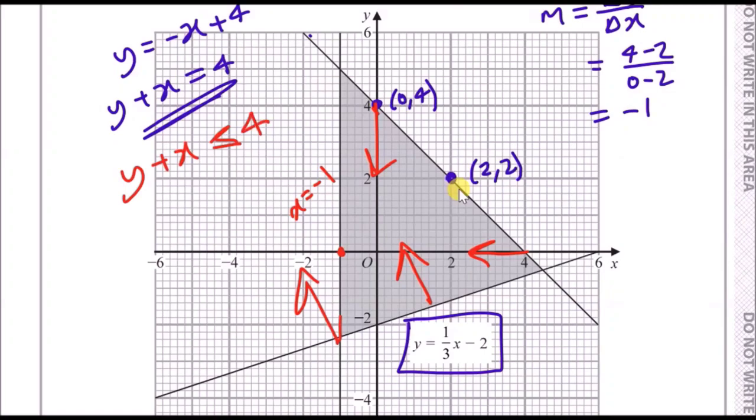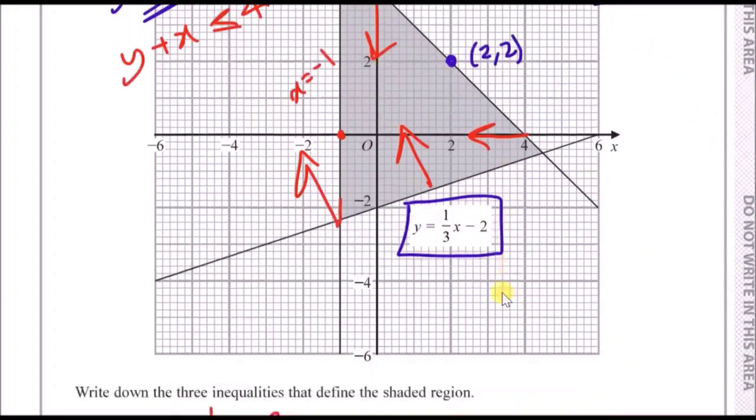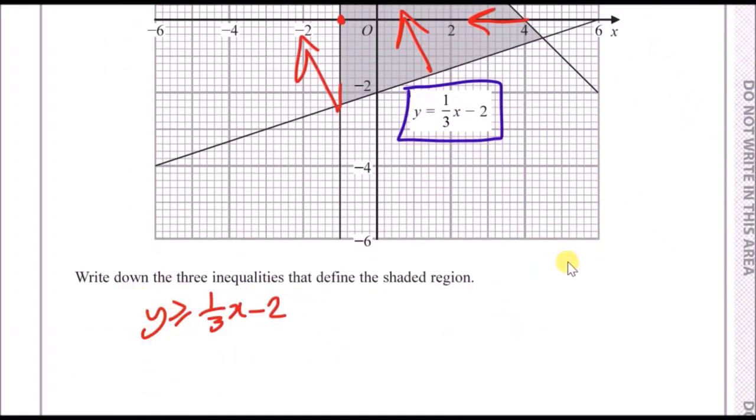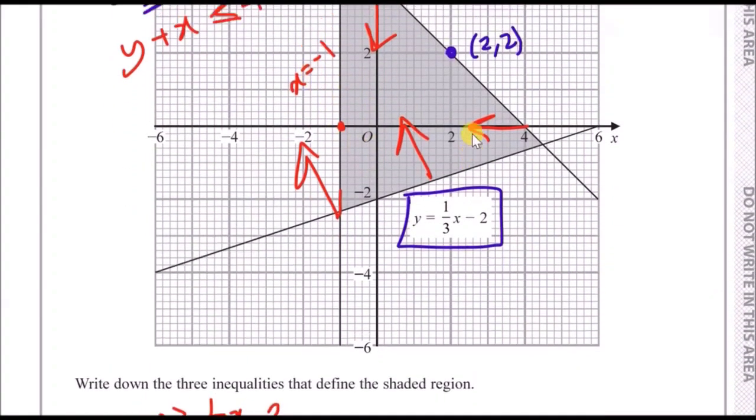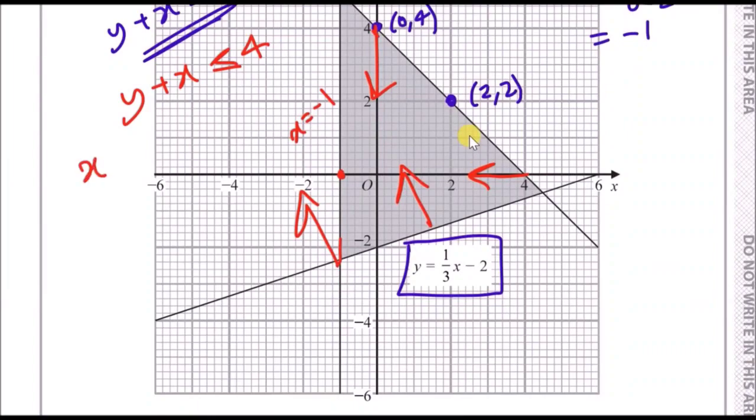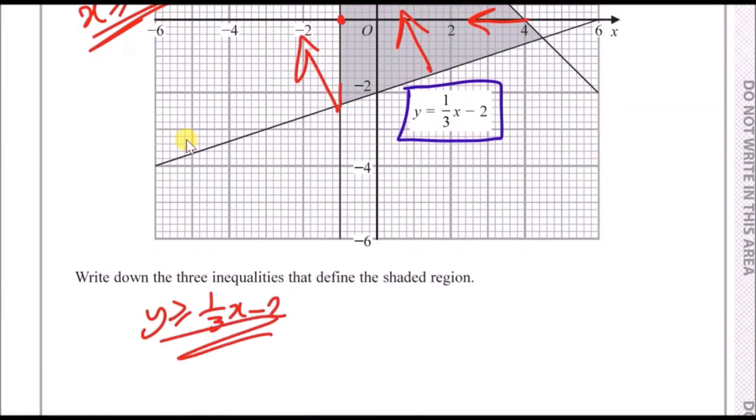Now, if you're wondering why we're using the equal sign, it's because they're using a bolded line. When you use a bolded line, it means you include the values. If they use a dotted line, it means it will just be less than, or in this case, greater than. Now for the third one, this vertical line going down, the shaded region is on the right-hand side of this line. So in other words, it's going to be greater than or equal to minus 1. So this would be x greater than or equal to minus 1. And yeah, that's it, guys. Make sure you put your 3 inequalities clearly and you should get the marks.